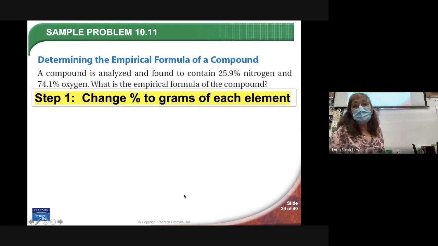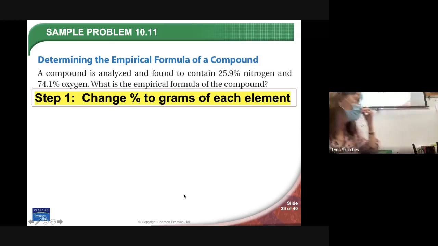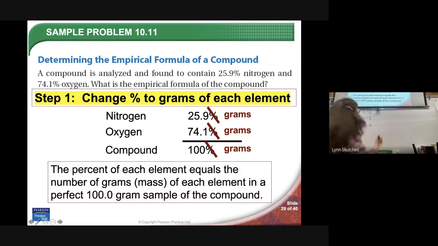So the very first step we're going to do is a super simple one. Just write down step 1, change percent to grams, if that's what you're given. Sometimes you'll be given a mass automatically, or you'll do the analysis yourself and have a mass value. But in problems, they do percent a lot. So it's as simple as just swapping out the percent symbol for grams. Really easy.